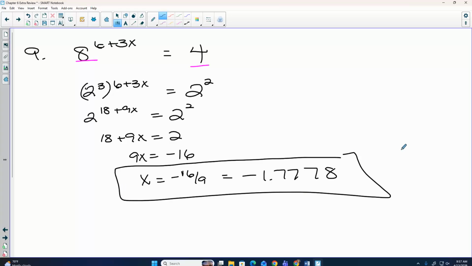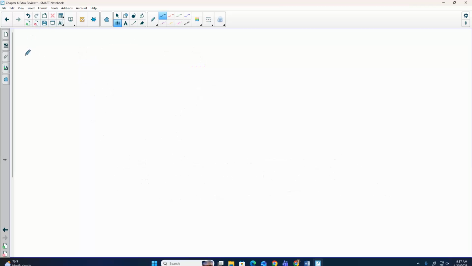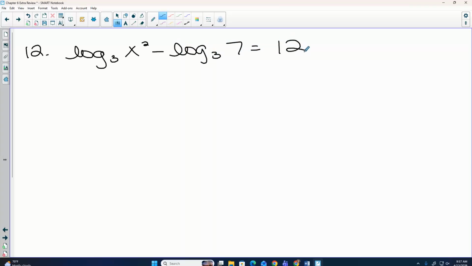The other option, you add a log to each side, bring down your exponent, and get x by itself. Anything else on the first page? Number 12. This one was just not very pretty.